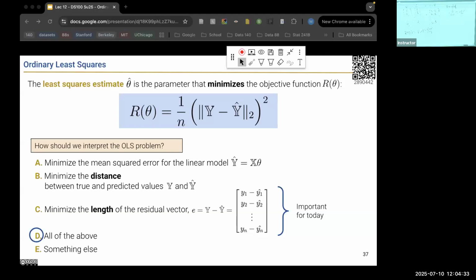Or if you regard y minus y hat as a single vector, as we have done here, then this vector has a name, called the residual vector, because it incorporates all of the residuals. And we use the letter e to denote it. So if we regard this y minus y hat as a single vector, then what you're minimizing is just the norm of that vector, or the length of that vector, because that's what the L2 norm is.